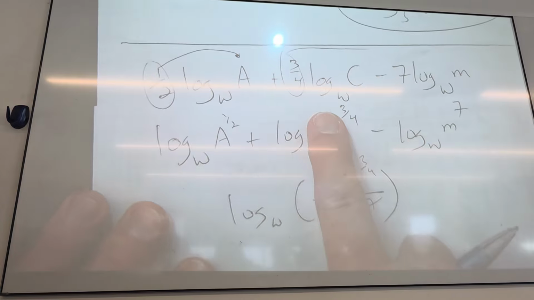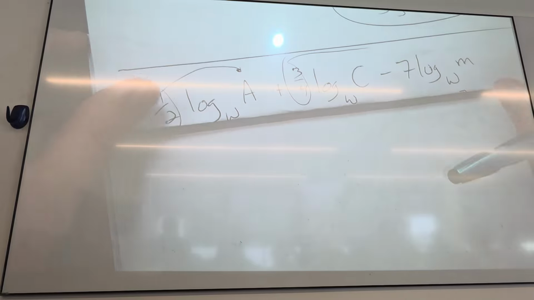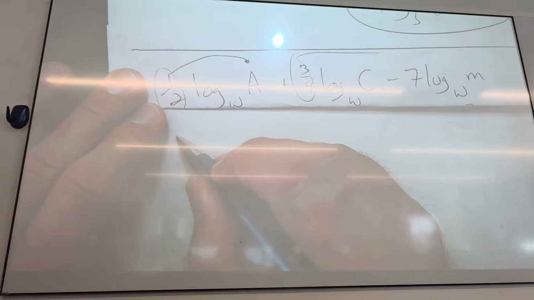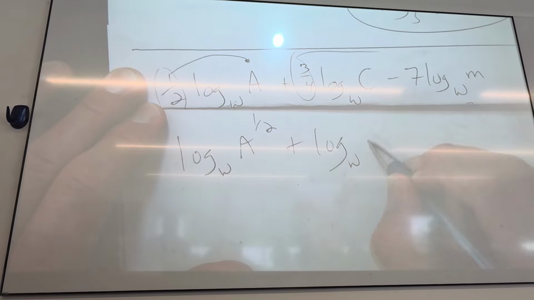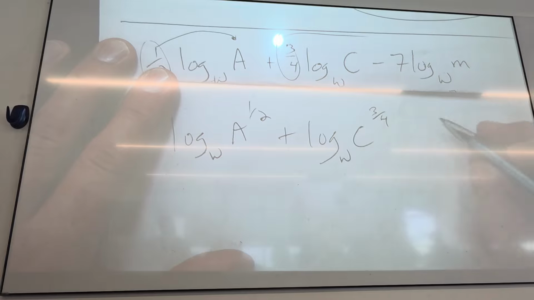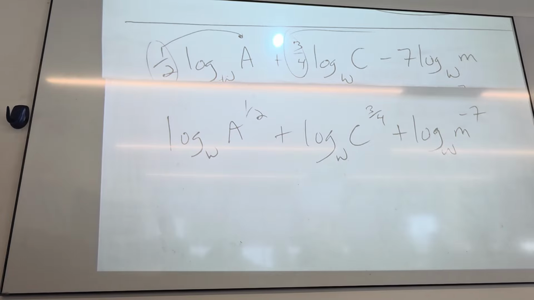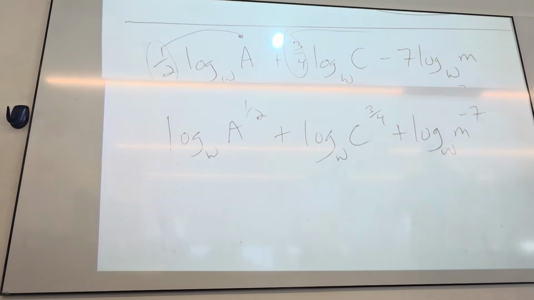What if I start here, and when I rewrite it as log base W of a to the 1/2 plus log base W of c to the 3/4. And here, I bring the negative 7 up. I didn't just bring a 7, I brought the negative 7. Are you guys with me? That is a completely valid way to do this. It better come up with the same answer, or else we could throw this out and go home.